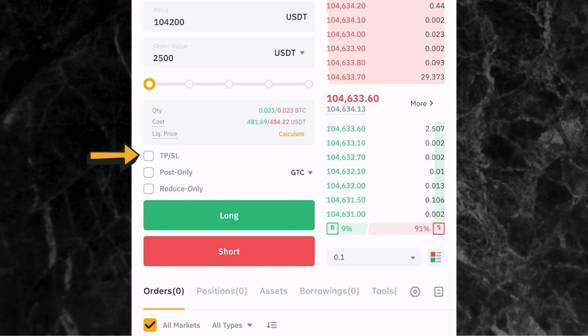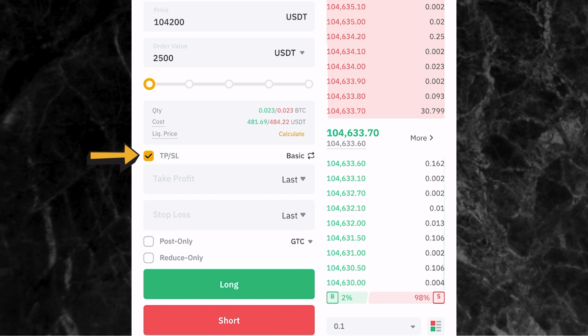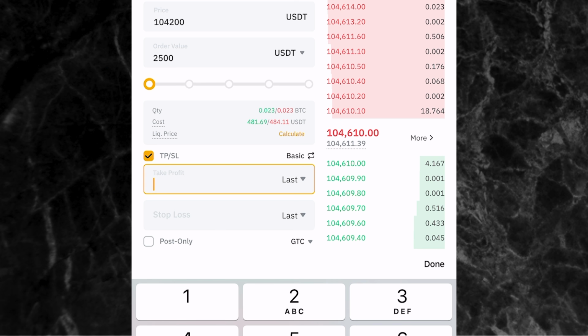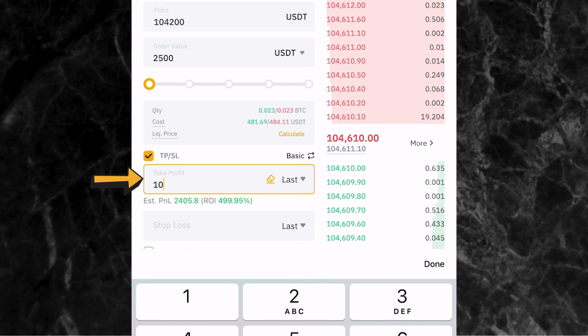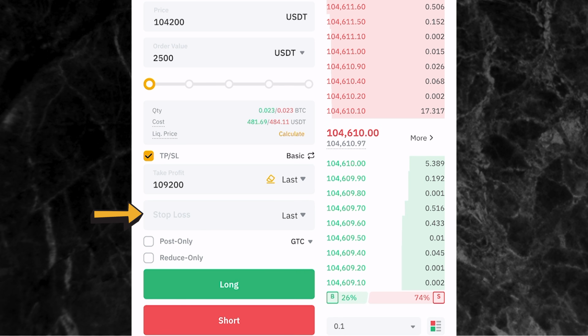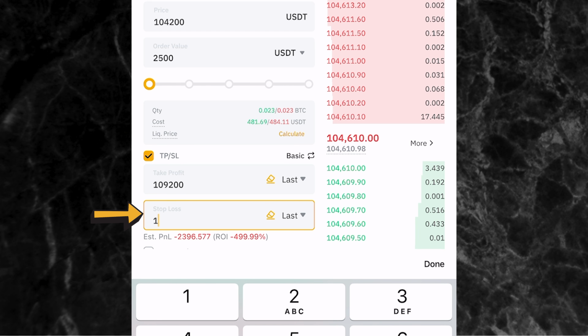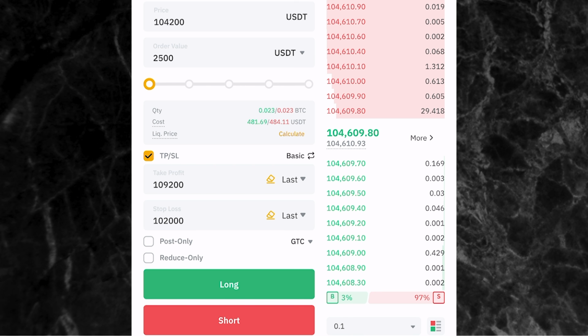The next thing is to set your take profit and your stop loss. So you come here to where you have your take profit, click on it. Let's say you've done your technical analysis, maybe from TradingView or anywhere, and you have your take profit price and your stop loss price. Just come here and input them. So let's assume that my take profit is $109,200. I'll put it right there. And let's say my stop loss is $102,000. Let's put it right there. So I have my take profit and my stop loss. Once you've done that, go ahead and pick long, if you want to long.